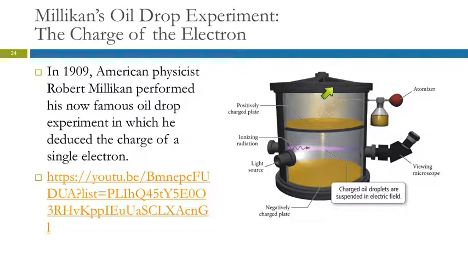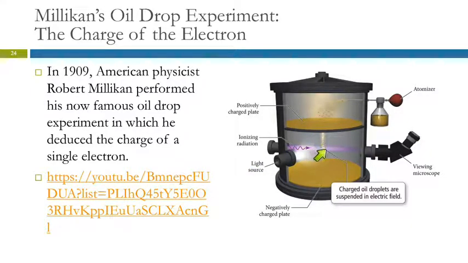Of course, they're subject to gravity, so they get sprayed out and then they begin to fall. There's a teeny tiny hole here, and some of those oil droplets will fall through the hole. The rest of them just sit on top of the plate. So the ones that fall through the hole are going to get hit with ionizing radiation, which is going to cause them to have a charge, a negative charge. It's got a viewing microscope and a light source.